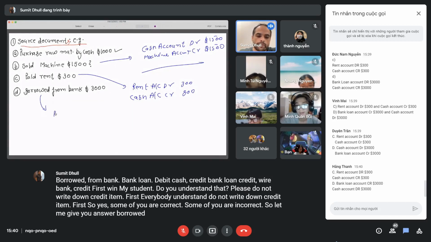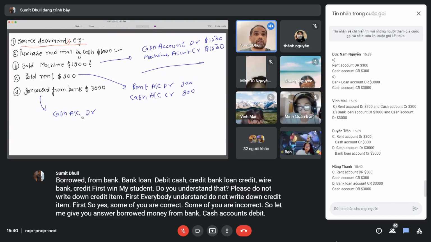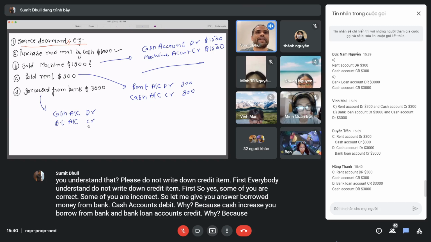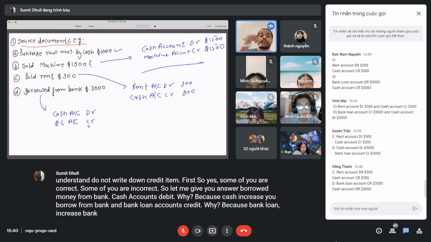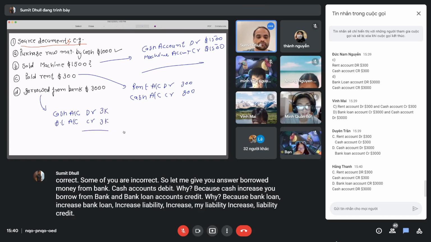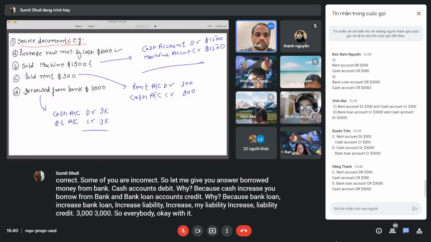Borrowed money from bank, cash account debit. Why? Because cash increases. You borrow from the bank. And bank loan account credit. Why? Because bank loan increases. Bank loan increase, liability increase. When liability increases, liability credit. 3,000, 3,000. So everybody okay with it? Is that okay, everybody?